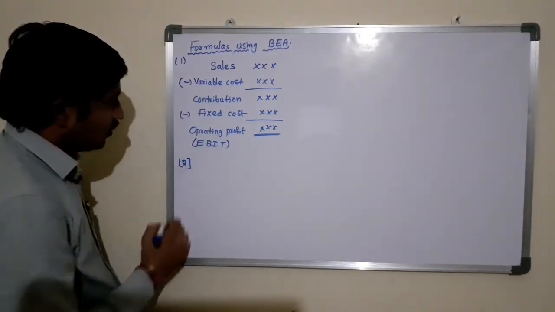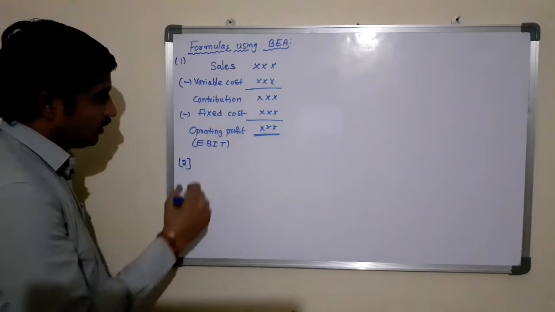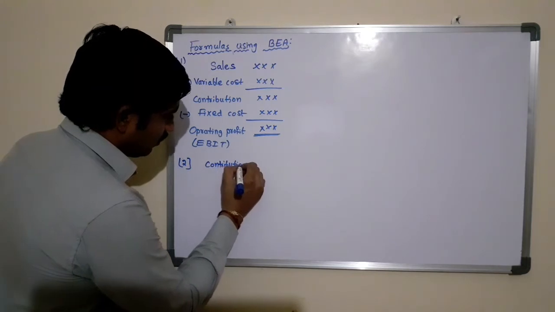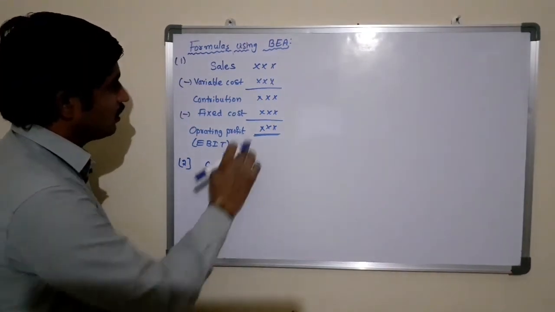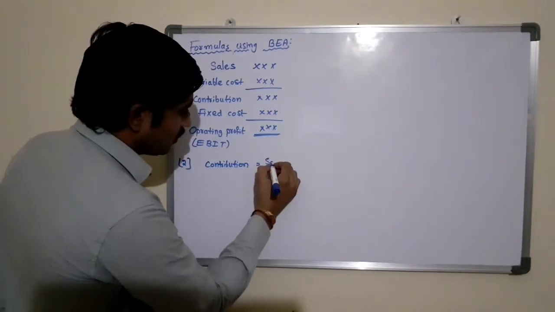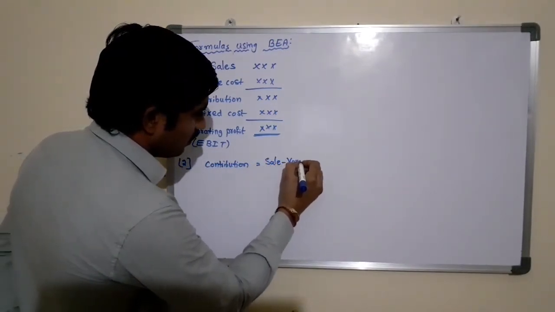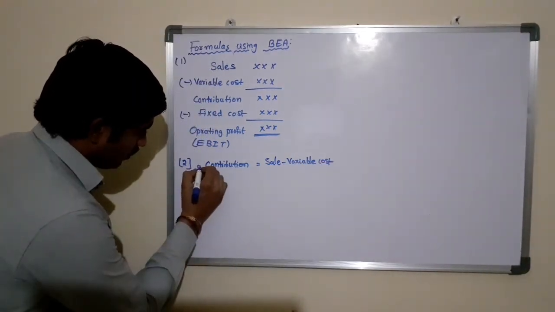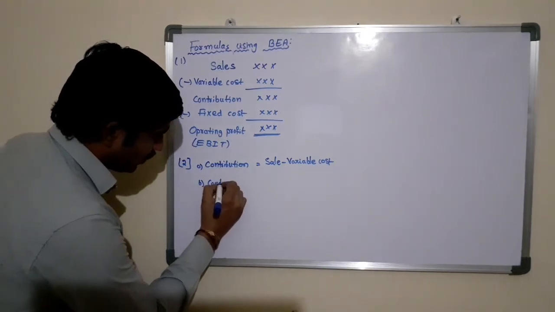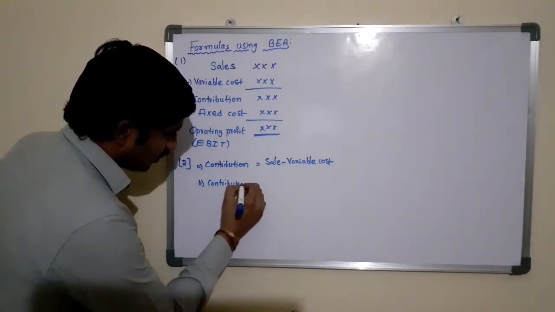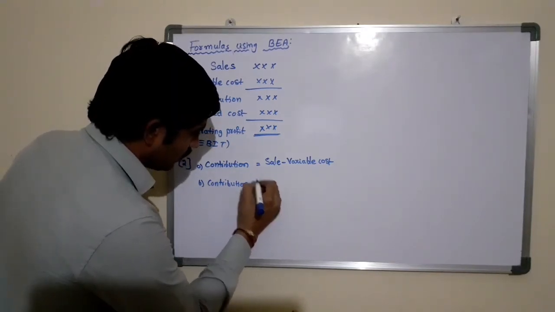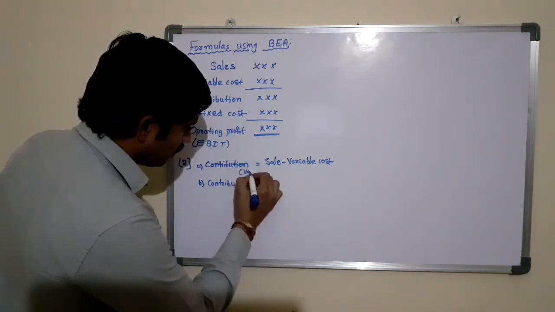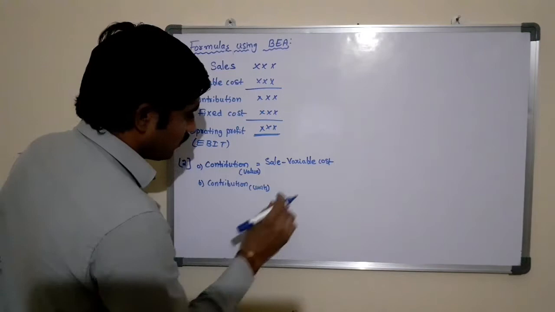From this statement, you may also calculate the different values, that is contribution. The formula for calculation of contribution is sales minus variable cost. Sales minus variable cost. Here, the second one is contribution in terms of value, otherwise rupees. In terms of value, sales minus variable cost.